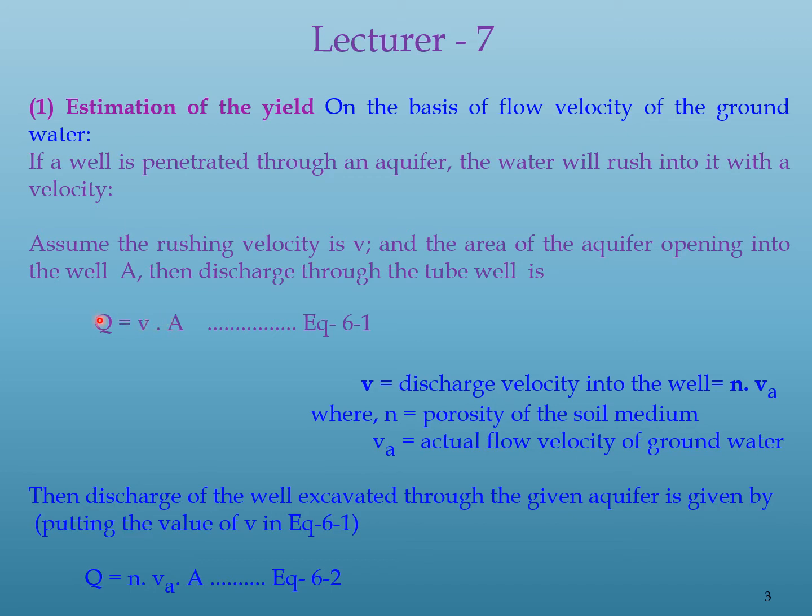As we know, discharge equals velocity into area, where V equals the discharge velocity into the well, and it can be calculated using the equation V equal to n Va, where n is the porosity of the soil medium and Va is the actual flow velocity of groundwater. If we replace V equal to n Va in equation 6.1, we will get Q equal to n Va into A.